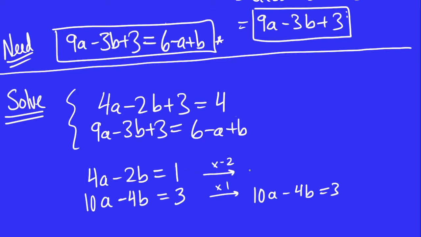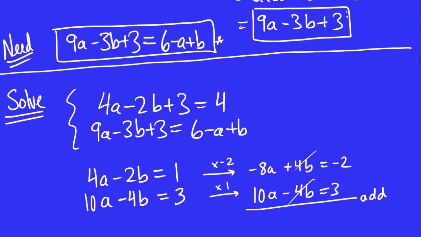Negative 2 times 4 is negative 8a. Negative 2 times negative 2 is positive 4b. And negative 2 times 1 is negative 2. And what I'm going to do now is I'm going to add these, okay? Notice the 4b and the minus 4b, when I add those, they cancel each other off.